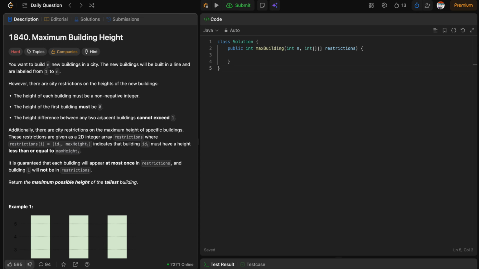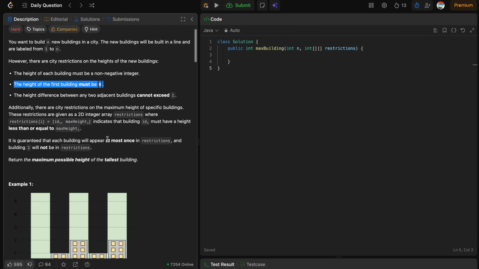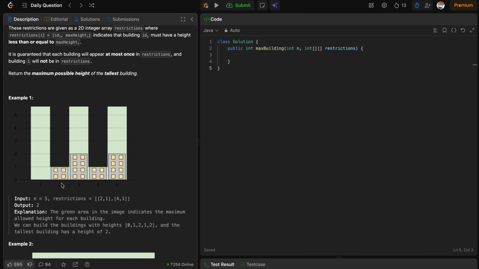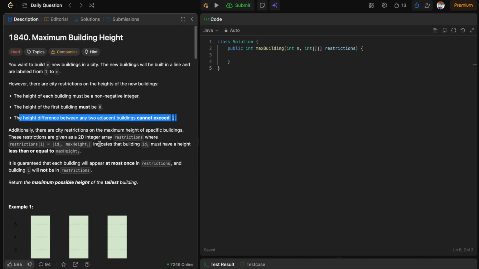I already read it, so let me give you a summary. The buildings start from 1 to n, and the height of each building is a non-negative integer, and the height of the first building will be 0. Every height difference between any two adjacent buildings cannot be greater than 1. Suppose the first building is 1, then only the second building can be 2, or the previous building before that can be 0 or 2. It cannot be like 3 and then here it's 1. So this is the restriction which is talked about here.